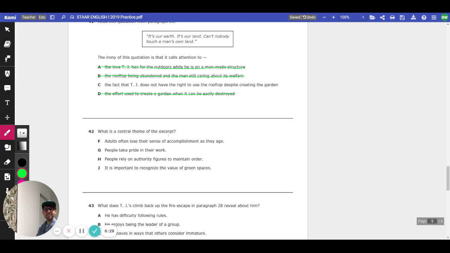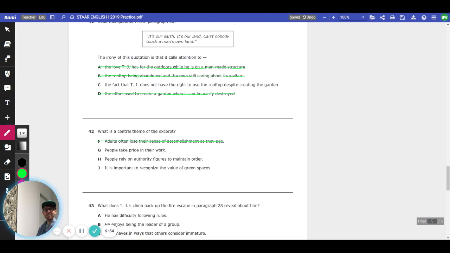The central theme of the excerpt. This one's tough. Adults often lose their sense of accomplishment as they age. Well, we don't really see so much of that, although that could be implied in the story. But we don't really see if these men who are kicking them off have lost their sense of accomplishment. So it can't be that.